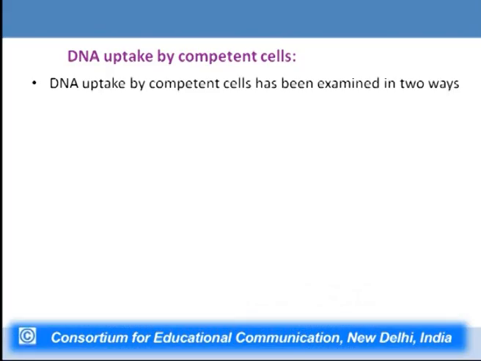Now, once the cells are competent, they can uptake DNA. This is the primary requirement for transformation, that cells develop competency. Once they develop competency, only then can they uptake DNA. Now, DNA uptake by competent cells has been examined in two ways.